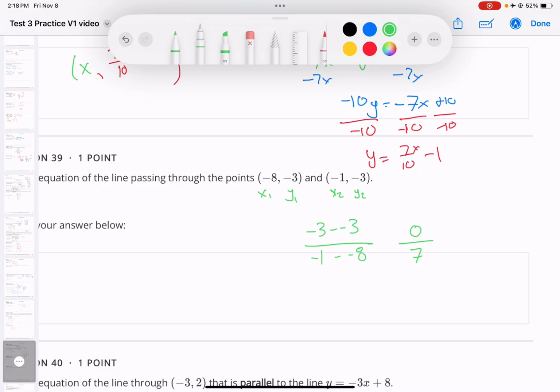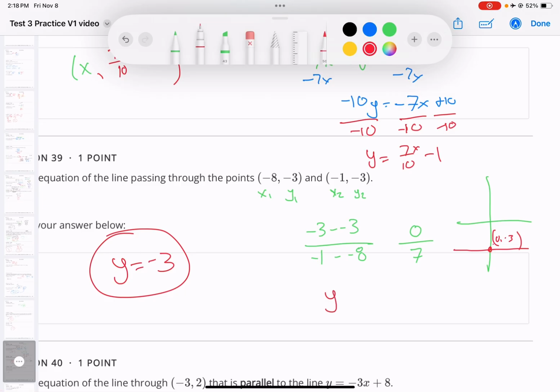It's like if I were to graph this, this line would be coming through. Notice both my y's are, that's 0 comma negative 3. So really it's just y equals negative 3. Because my slope is 0. All my y values are negative 3. So y equals 0x minus 3. Well, those go away. That's why I got y equals negative 3.